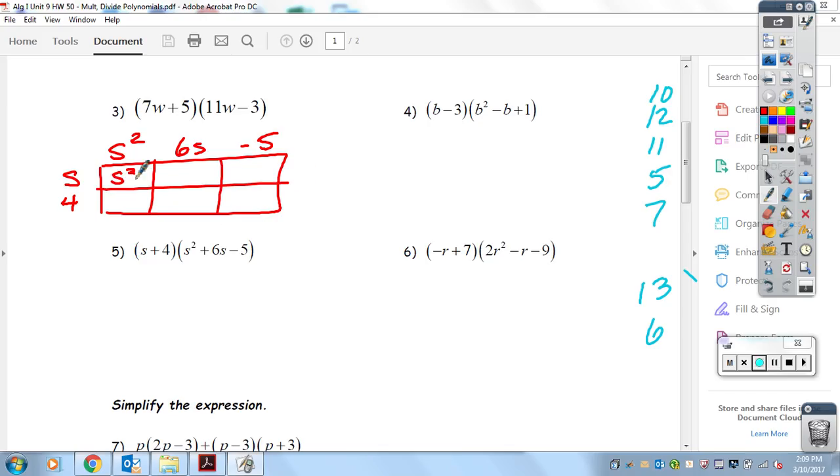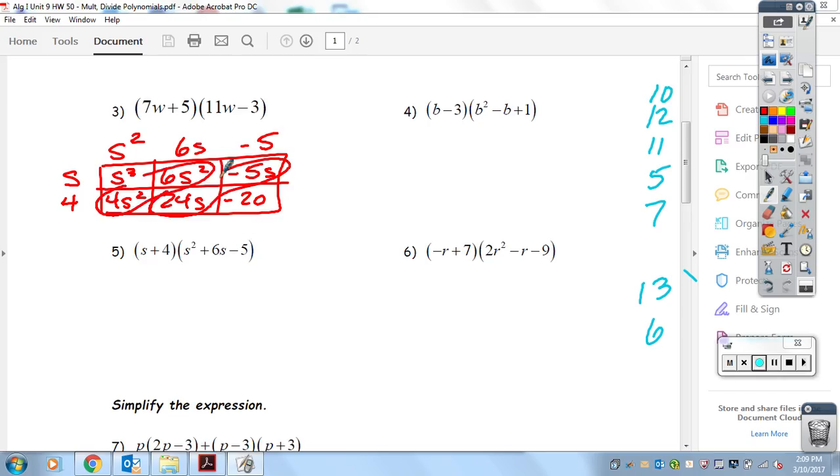S times s squared is s cubed. S times 6s is 6s squared. S times negative 5 is negative 5s. 4 times s squared is 4s squared. 4 times 6s is 24s. And 4 times negative 5 is negative 20. What you'll often find is that the like terms are on diagonals of each other.